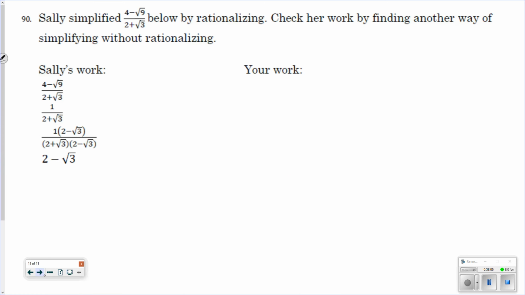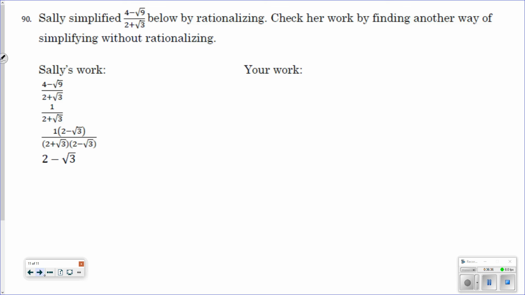Number 90. So Sally simplified 4 minus square root of 9 all over 2 plus root 3 below by rationalizing. You guys keep it down. I'm just going to tell you guys to do it. The work is on the key. But basically, I'm going to explain to you really quick. I'll give you a second. That's 88. All right, this one really quickly.